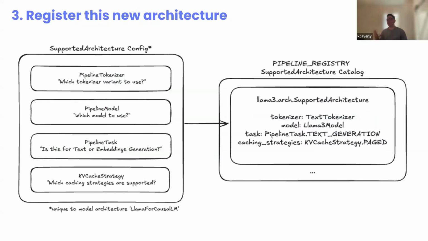Cool. And then, once we have a pipeline model built and a pipeline tokenizer identified, the responsibility is then that we actually create a config file. These are called supported architectures. This is a Python class, which answers four primary questions.